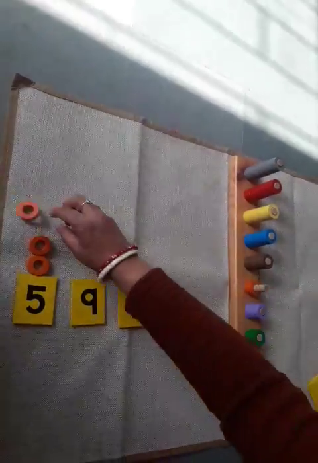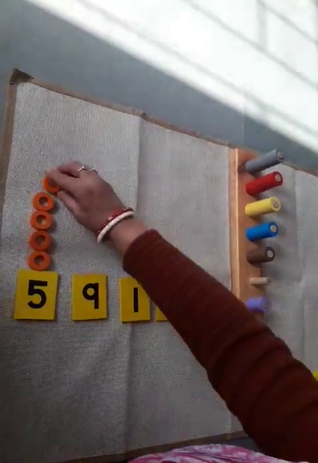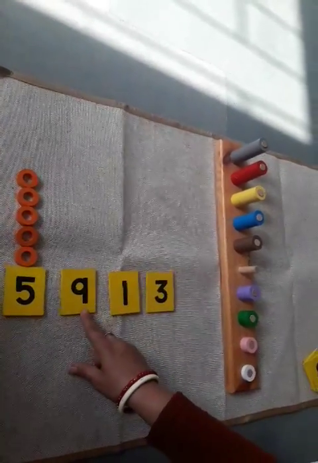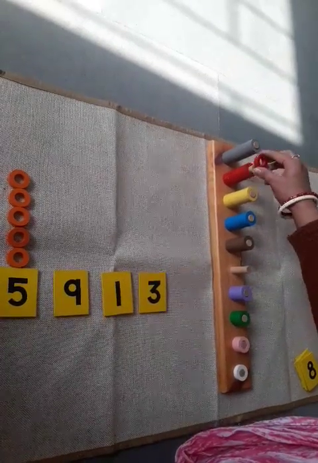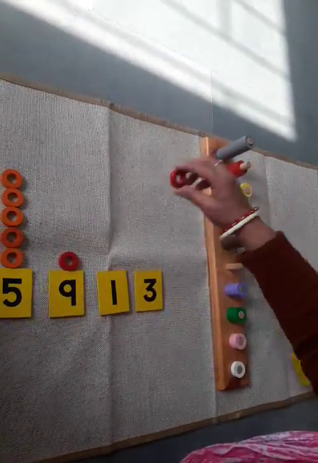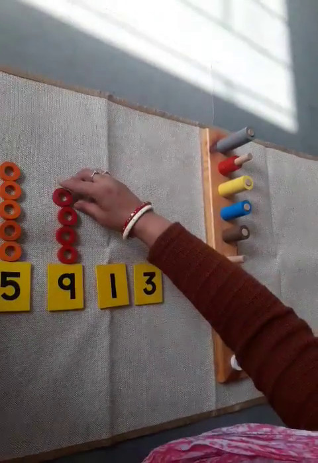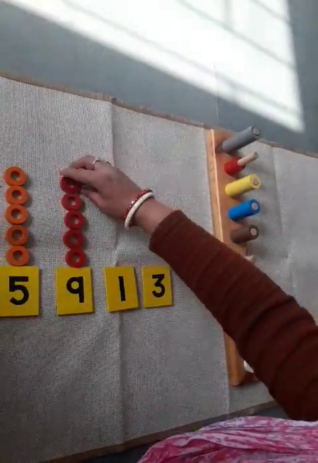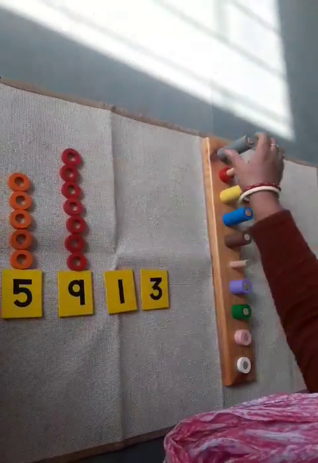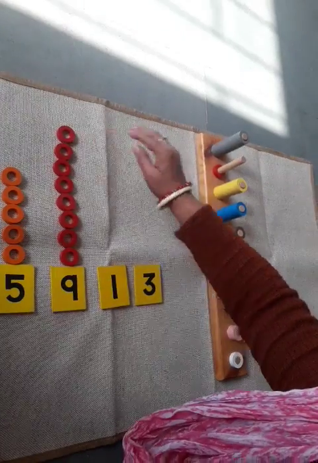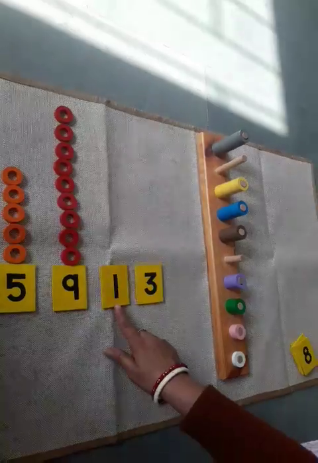2, 3, 4 and 5. Then after we have to put the 9 rings with the 9 number, to which this red color indicates this is 9 rings. 3, 4, 5, 6, 7, 8 and 9. After that, 1.